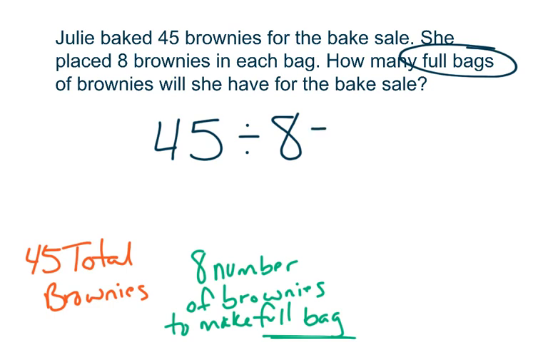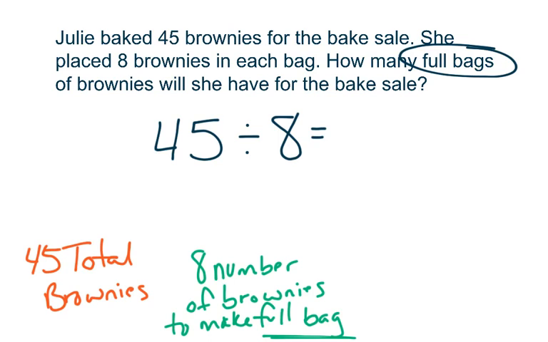When I divide this, I'm going to get a quotient and I'm going to get a remainder. My quotient is going to represent the total number of bags that have 8 brownies in them. And my remainder is going to represent what's left over. It's important for me to know what these different pieces mean.